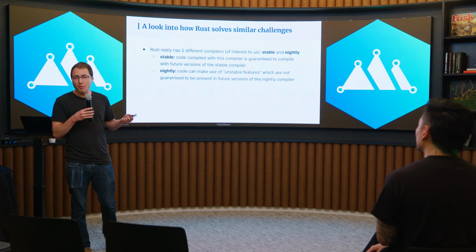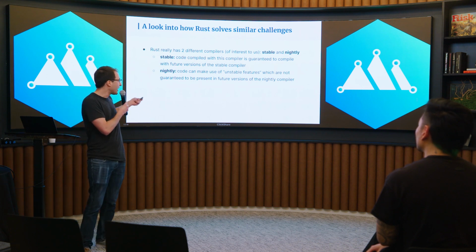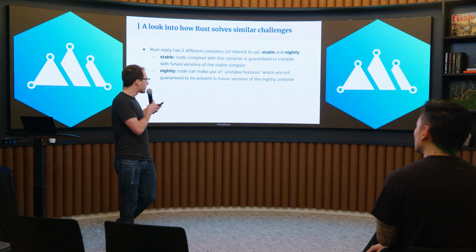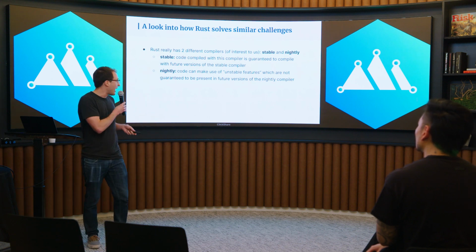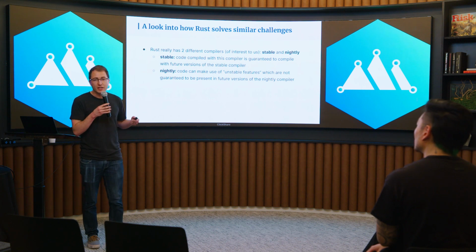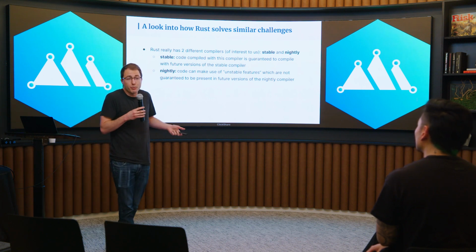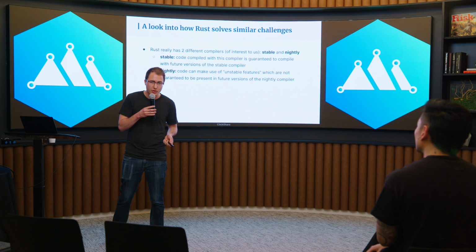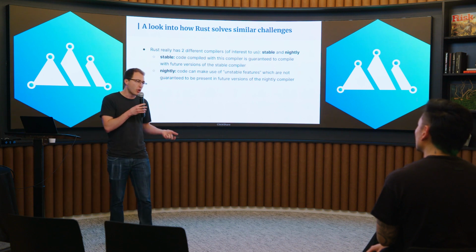But to enable experimentation, they brought in a nightly compiler. And this can make use of unstable features that they call. And those are not guaranteed to not break. So they could break. So if you make use of unstable features and you download the new compiler, your code might break.